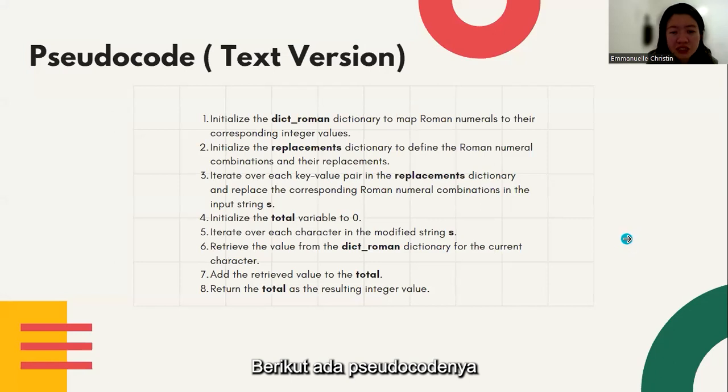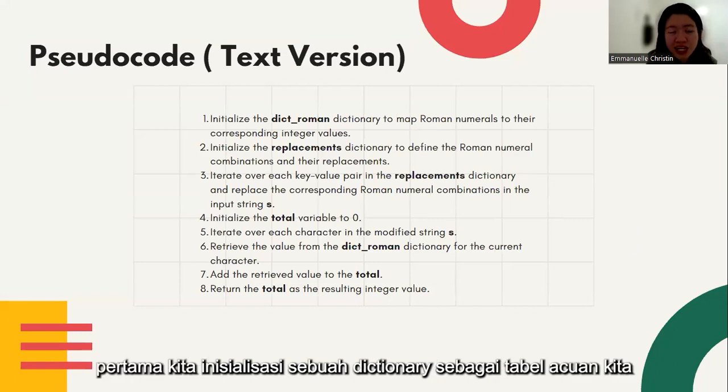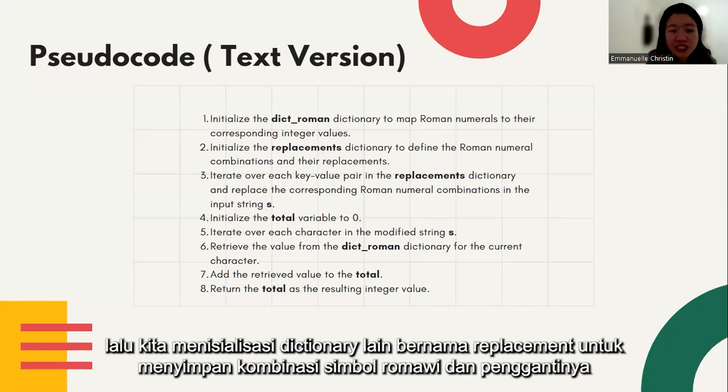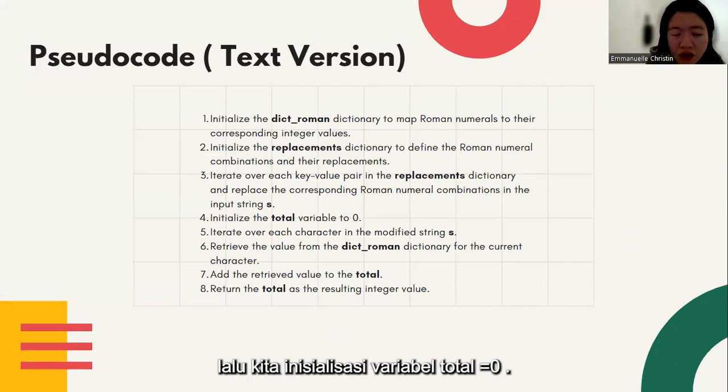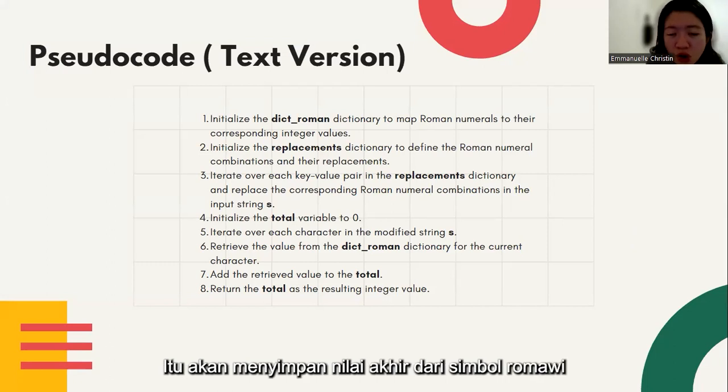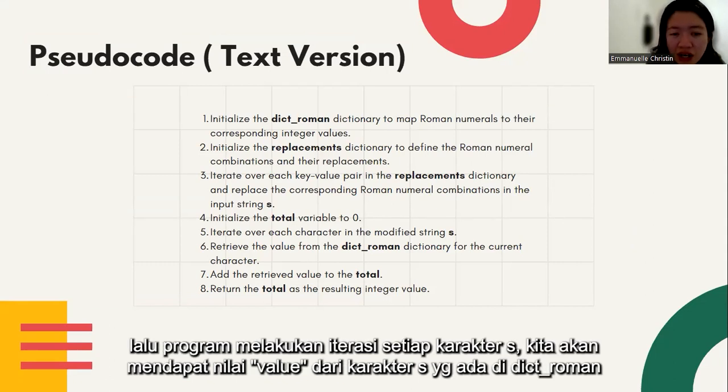So here's the pseudocode for this case. First, we initialize a dictionary for our lookup table. And then we initialize another dictionary called replacement to define the Roman combinations and their replacements. After that, we iterate through the replacements and replace the corresponding Roman numeral combinations in the input string s. And then we initialize a total variable as 0. It will store our converted value. And then we iterate over each character.